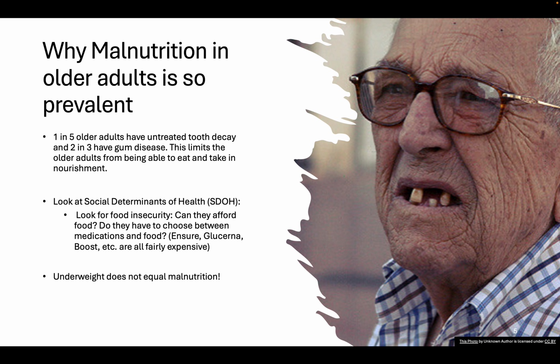So why is malnutrition in older adults so prevalent? Well, 1 in 5 older adults have untreated tooth decay, and 2 in 3 of these have gum disease. This limits the older adult from being able to eat and take in nourishment. Look at social determinants of health. Do they have food insecurity? Can they afford the food? Do they have to choose between medications and food? Ensure, Glucerna, Boost, etc. are fairly expensive. Underweight does not equal malnutrition. That is something to remember.